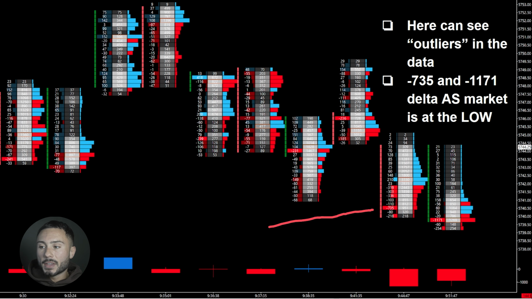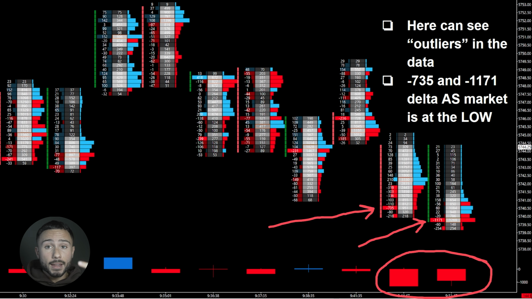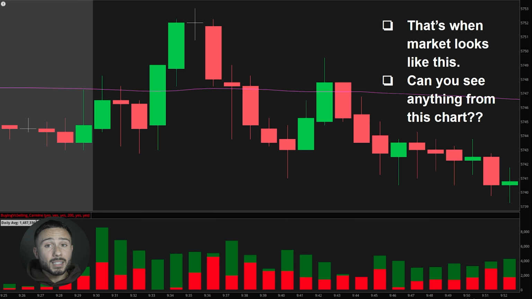Here we can see a negative delta of minus 735, another negative delta of minus 1171. On top of this, the cumulative delta bars down here are the highest amount of selling as the market is breaking the low of day. So we're seeing the market test new lows at the low of day with the highest amount of selling. Theoretically, the market should continue to sell off. Well, guess what? It does not continue to sell off.